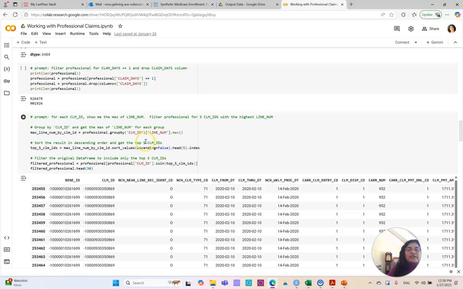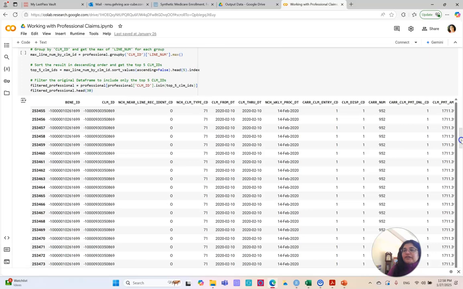And it actually did a very good job. It grouped by claim ID, and then it gave a max of the line number. It put that in a data frame, and it took the top 5 with the ascending is equal to false option, and then it filtered my data. So I saw that these are my top 5.